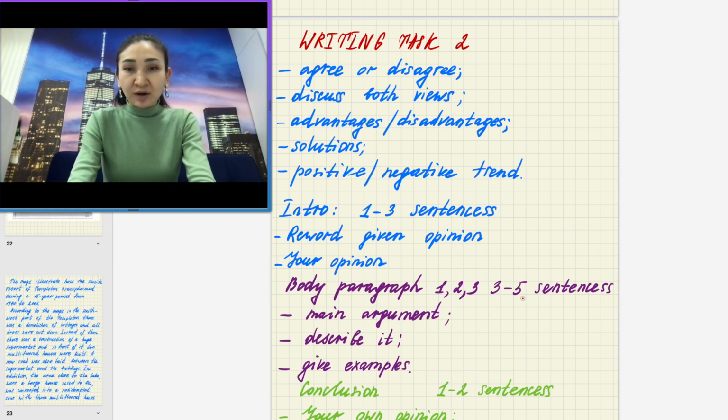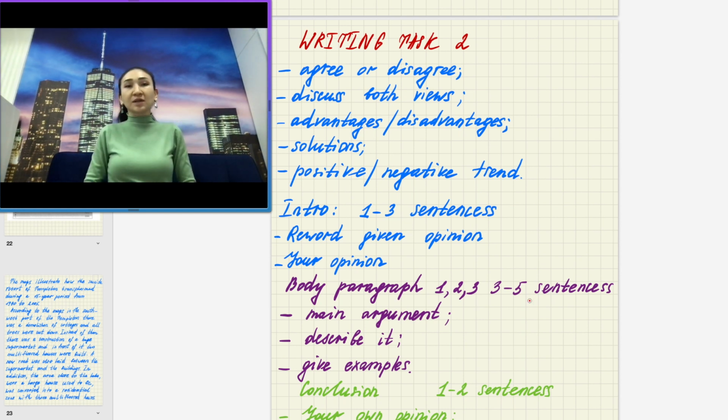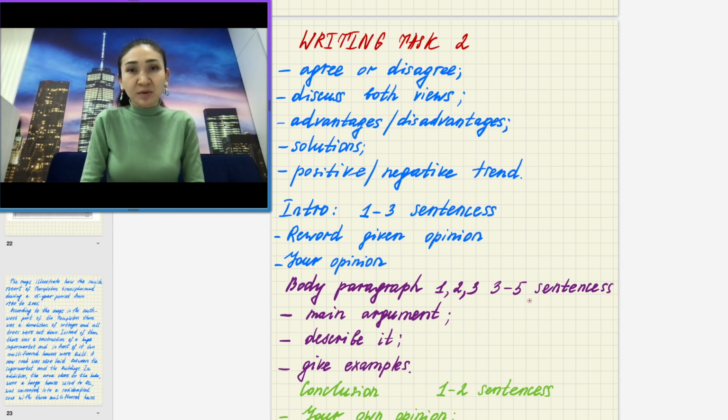So your body paragraph could consist of 3 or 5 sentences. It's up to you. You can write minimum 3, maximum 5, or even, if you have enough time for it, you could write a little bit more sentences if you decide that it could be better, or you find out that you missed some more important information.